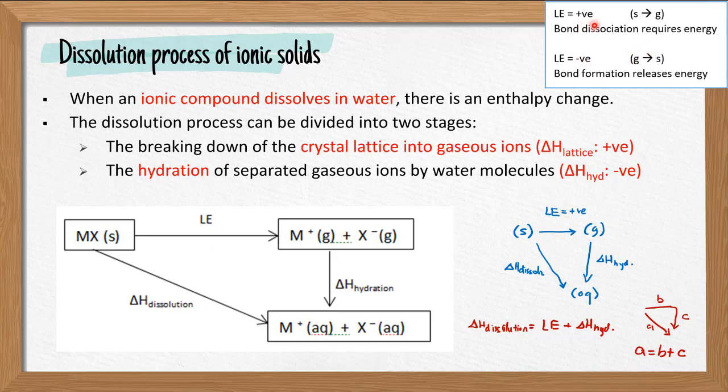This one is the additional note for you. If the lattice energy is positive, it means that energy is required, so solid will break down into gaseous ions. Bond dissociation requires energy, or bond breaking requires energy. If the lattice energy is negative, that means we convert from gaseous into solid, so gaseous ions will form a solid. The molecules in the solid are closely packed. That means it is bond formation, and formation of bonds will release energy and is negative in value. We will talk about lattice energy in detail in chapter 2.4.